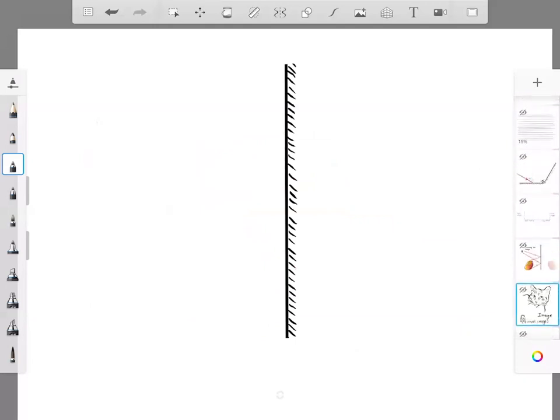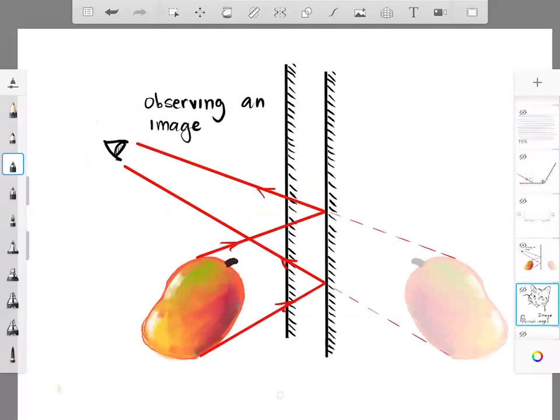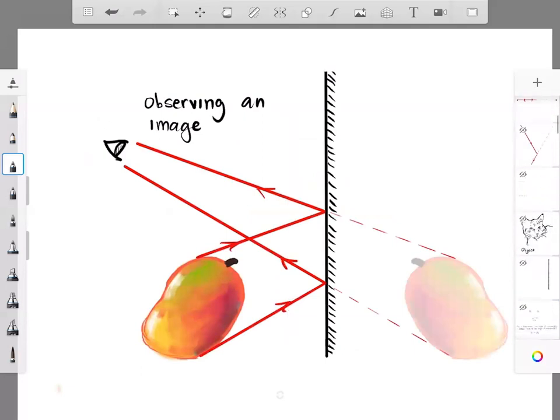Okay, let's see another way of how this works. So for this one, I drew a mango, and I picked two random points on the mango, the top and the bottom, and had those two points emanate rays that reflected off the surface of the mirror that then bounced towards an area where there's an observer. So like an eye looking at the mirror and its image. So if we were to trace those lines of sight back behind the mirror for all of the points on the mango, you would end up with a horizontally flipped image of that mango.